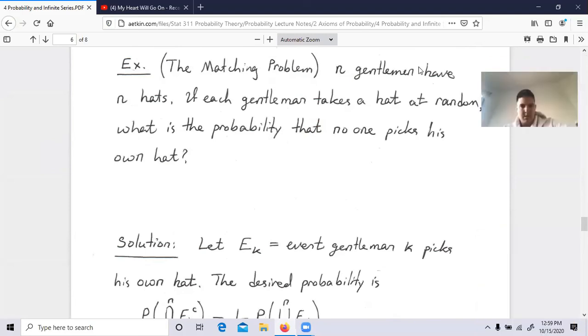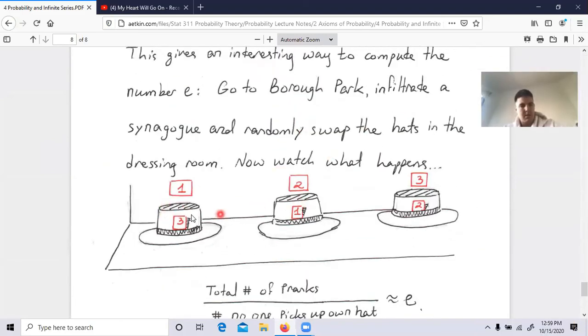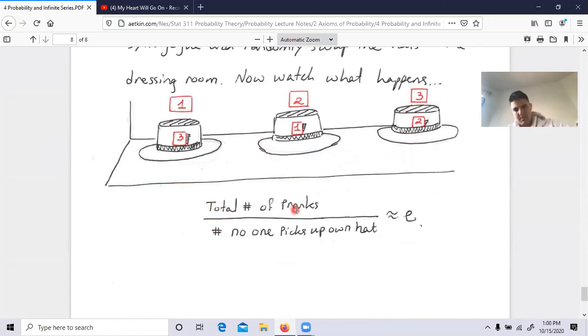It's the matching problem. So here is what it looks like. Imagine that you go to a dressing room, you need to have many people and they should have different hats, really many of them. So what you do is you shuffle those hats and then see which hat is going to be worn by whom. Here I indicated this is a hat that belonged to person three, should have been here. You see they were shuffled. Then if you play this experiment a number of times, you go to one synagogue, you do it in their dressing room, you go to another, the total number of pranks divided by the total number of times where nobody picks his own hat will be the number e. It will equal e.